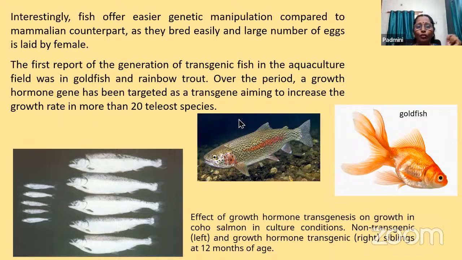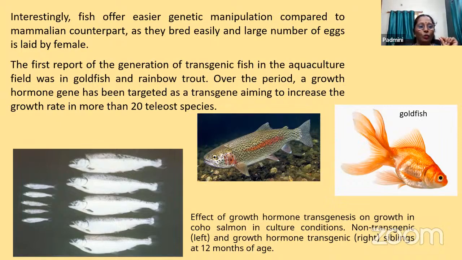And over a period, growth hormone has been targeted as a transgene, aiming to increase the growth rate in more than 20 teleost species. So teleost freshwater species are present, and this has been done in these fishes. Now you can see in this fish, this is what you saw in the earlier picture. This is the normal growth of the fishes, but when you add human growth hormone into them, within 12 months this is the size that you can have. That is a tremendous size that you can get in a very short period of time. So that is the importance of transgenic fishes.